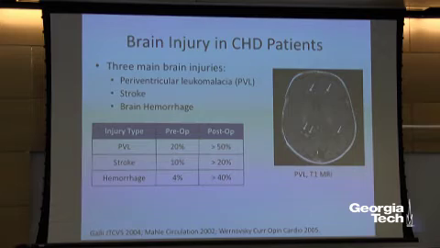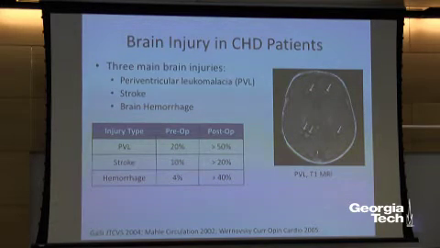So I think what's important to keep in mind here is these patients have to go to surgery to survive. So even though they have these cognitive deficits, they're better off than they were. The three main brain injuries that we see in these patients are periventricular leukomalacia, or PVL, which is just a fancy word for white matter injury. They have stroke and also some hemorrhaging.